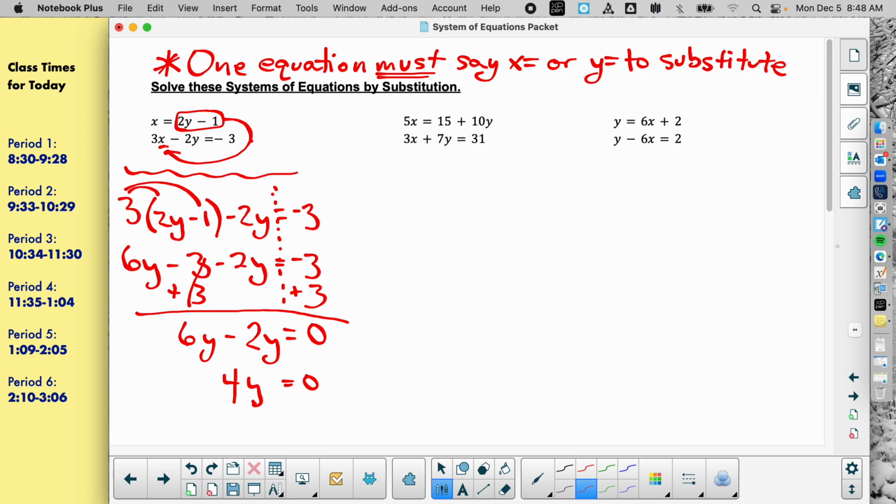Yeah, and then you divide by 4. Correct. And so we get y equals 0. I don't really have much more.